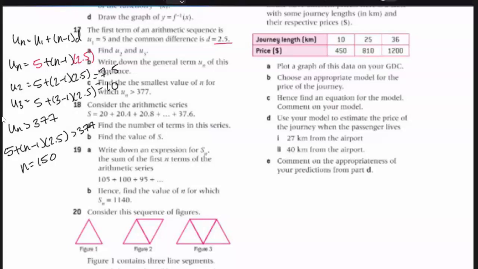So for number 18, I can write a formula. Hopefully you can find your common difference. You can notice it's increasing by 0.4 each time. We know my first term, 20, and lucky for us, we know our last term. We know u of n.